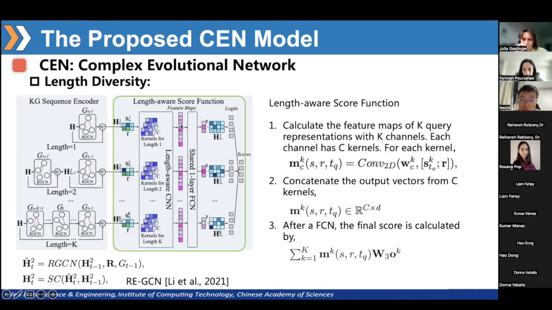After that we feed the C feature maps to a shared one-layer FCN and get C embeddings with a size of 1 multiplied by D. And then we multiply these C embeddings with the evolutional representations of all entities and get C logits. And finally, the score is calculated by summing up these logits.